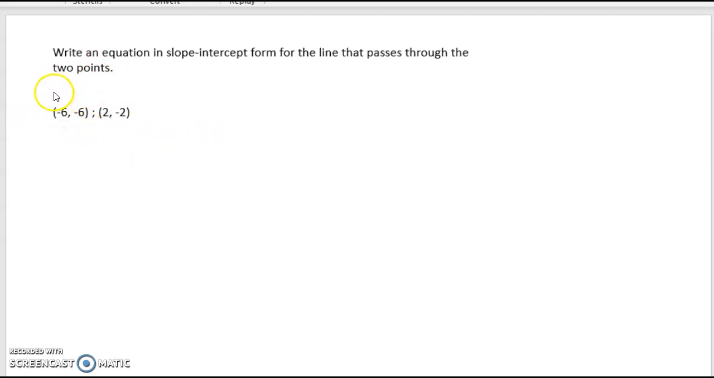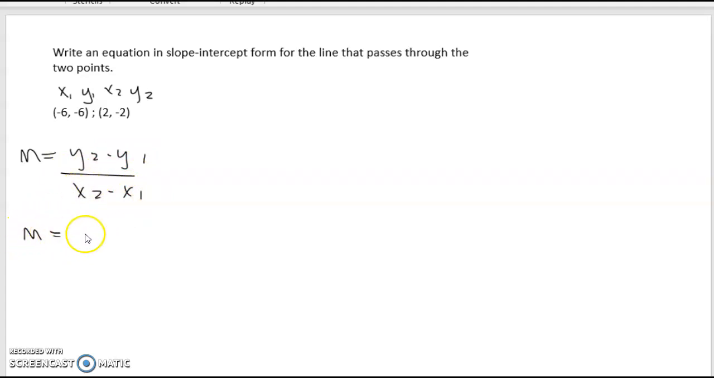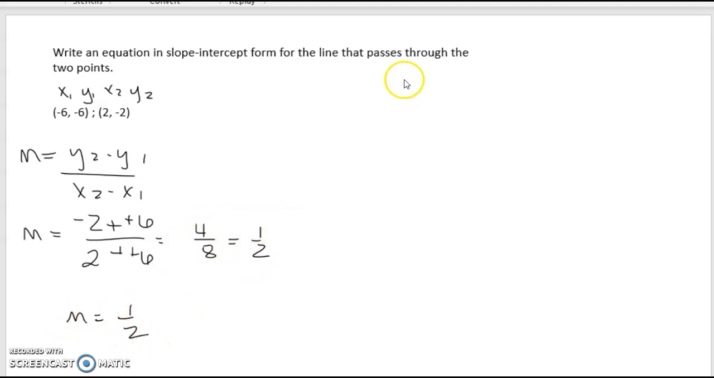For those of you that need to see another example worked out, let's do this together. We'll label our points as x1, y1, and x2, y2. We'll begin by finding our slope. Our slope formula, it's on our formula chart, so we do not have to memorize it. But the formula calls for minus signs in the numerator and the denominator. So y2 is a negative 2 minus a negative 6 over 2 minus a negative 6. All this minus and negative business becomes plus a positive. So I have a 4 over 8, which is a 1/2. So my slope is a 1/2.